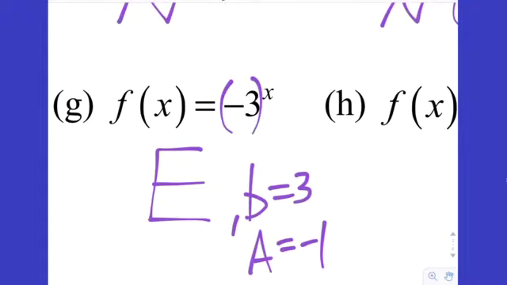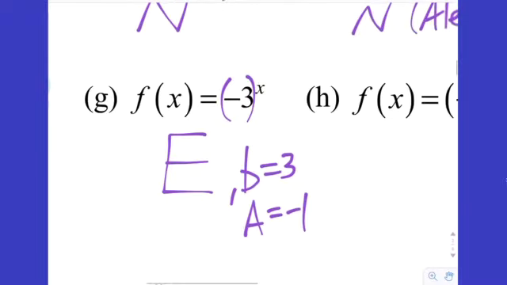Parentheses. And then that still wouldn't be exponential. If you try to graph that on your graphing calculator, you might want to put some safety goggles on before you hit graph, because it's going to break. Because it's trying to raise -3 to real numbers, not just integer numbers, and it will not be exponential. So you've got to be careful, right? You've got to read the language.